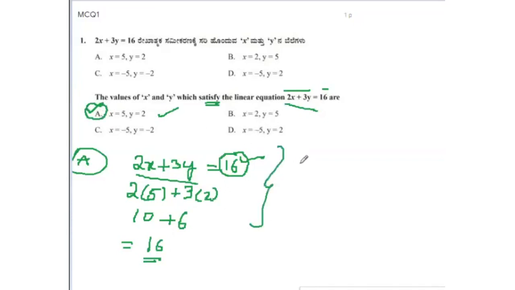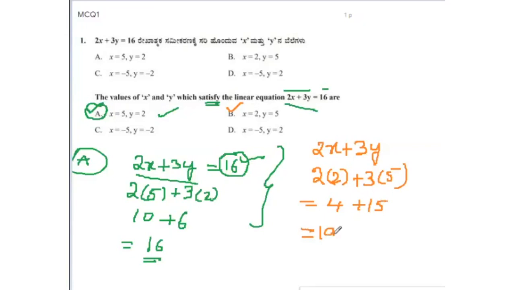We'll check with B, whether option B, x is equal to 2 and y is 5, is satisfying the linear equation or not. So 2x plus 3y should be equal to 16 for option B. Let us replace the value of x with 2 and y with 5. 2 2s are 4, 3 5s are 15. 4 plus 15 is 19, which is not equal to RHS. RHS is 16 and LHS is 19. Therefore, option B is not satisfying the linear equation. Similarly, C and D won't be satisfying the linear equation. So the correct option for this question is A.